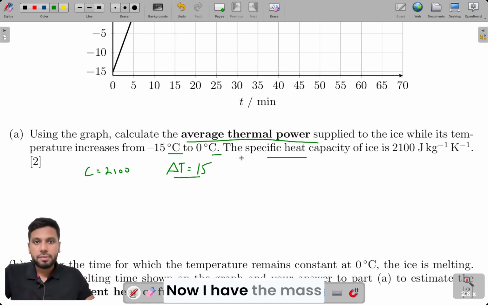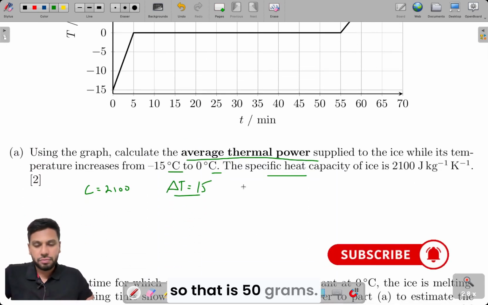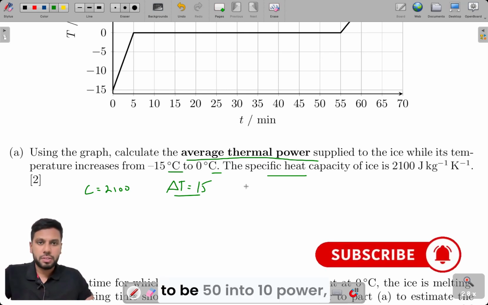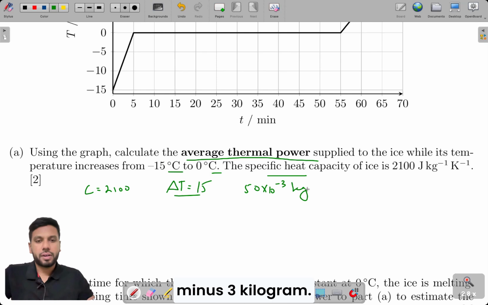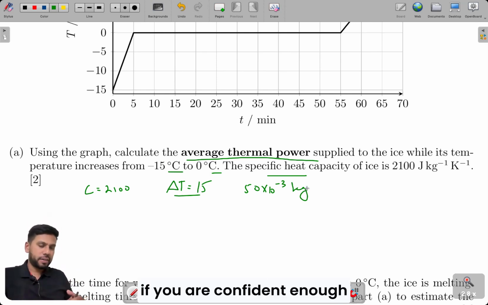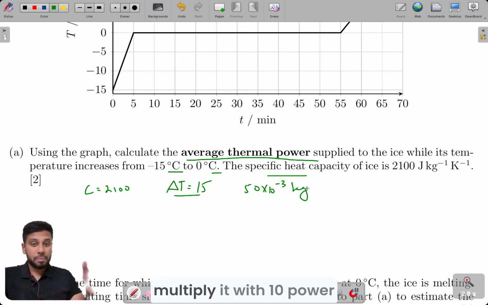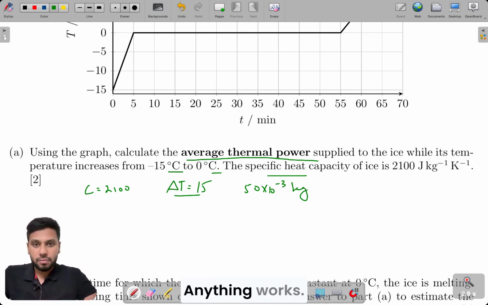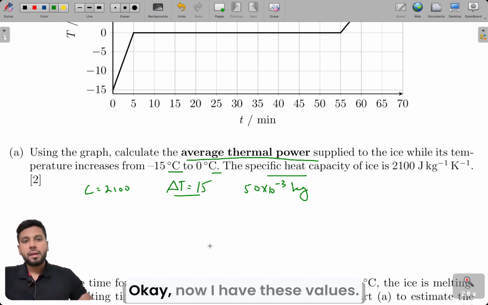Now I have the mass of the ice given, that is 50 grams. So 50 grams is going to be 50 times 10 to the power minus 3 kilograms, to be on the safer side. See, if you are confident enough that you're going to divide by 1000 and get a proper answer, you do it, or multiply it by 10 to the power minus 3. Anything works. That is also fine.